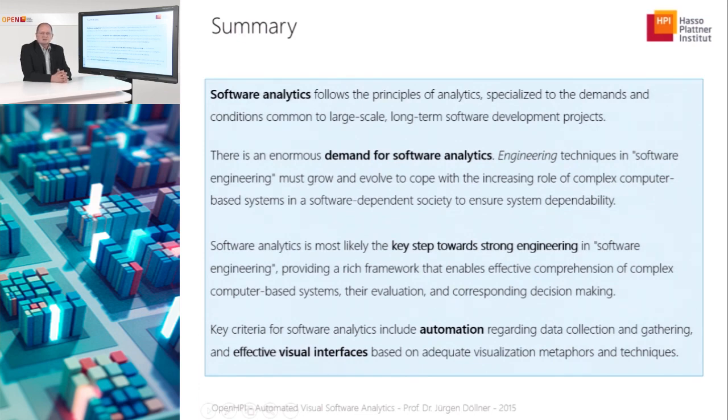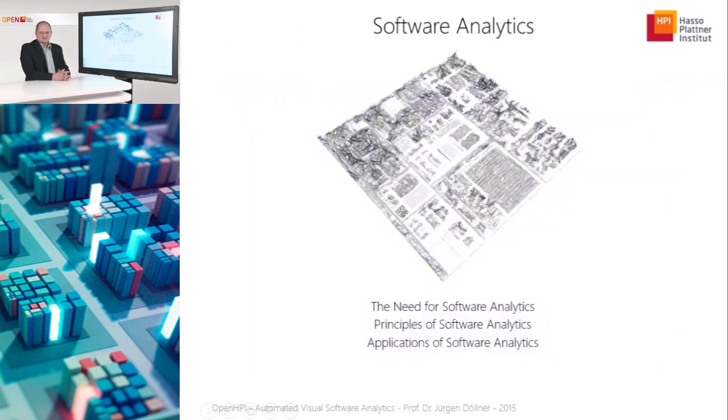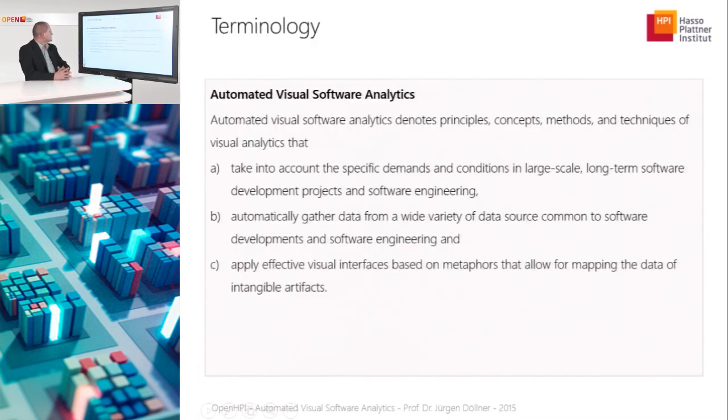Key criteria for software analytics include automation, a high degree of automation regarding data collection and data gathering, as well as data analytics, and effective visual interfaces based on adequate visualization, metaphors, and interactive techniques. This concludes this part about software analytics. The key term introduced here is automated visual software analytics. Here we have a definition of this term.